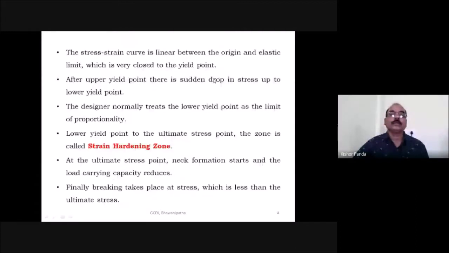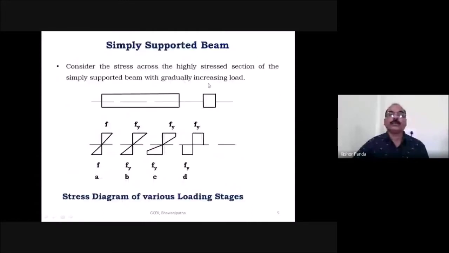Let us take one simply supported beam. This is the width and this is the depth of the beam. Consider the stress across the highly stressed section. Suppose there is a UDL load or point load. Where will you get the maximum bending moment in the simply supported beam? At the loading point or at the midpoint of the section. So you have to take the section where the bending moment is maximum, and you will get the maximum stress at that section.